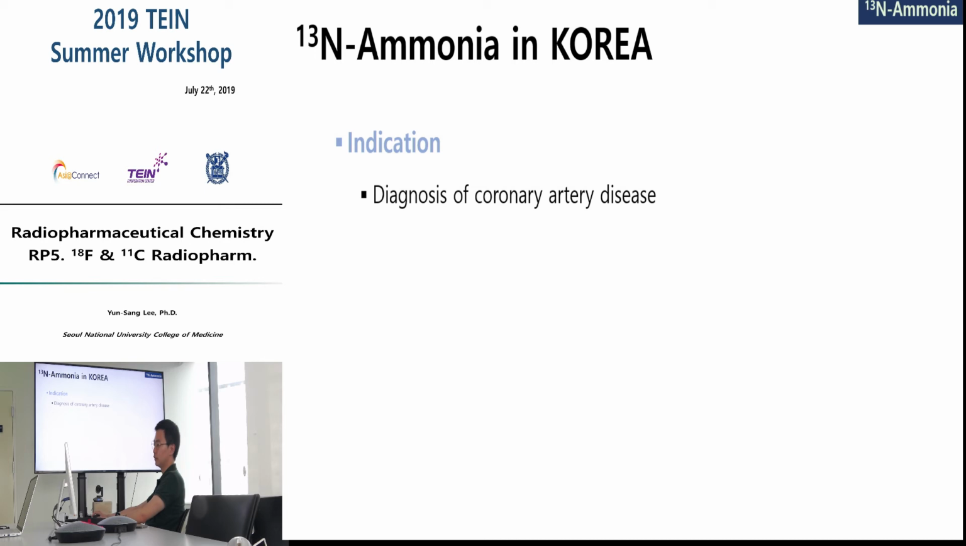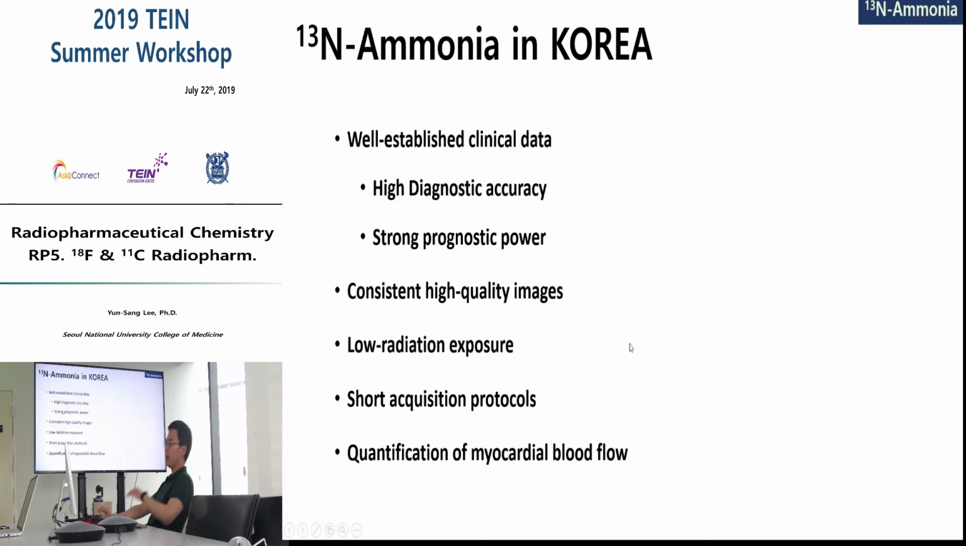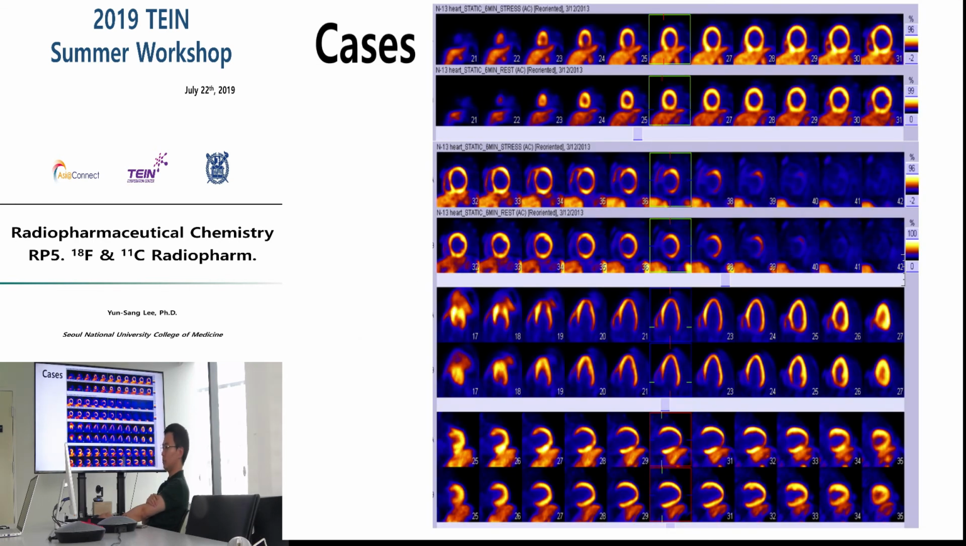Right now in Korea, ammonia PET is indicated for coronary artery disease, and it has quite well-established clinical data, with high diagnostic accuracy and strong prognostic power. It can give consistent high quality images, and compared to SPECT imaging, it has significantly lower radiation exposure and short acquisition protocols, which can be beneficial for the patient. And also, as we do the dynamic protocol, we can quantify the myocardial blood flow from the ammonia PET.